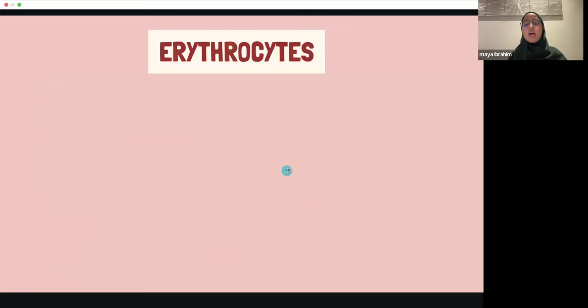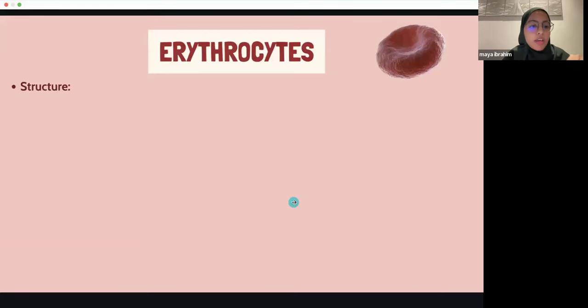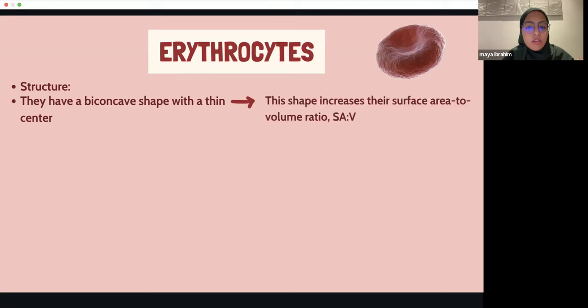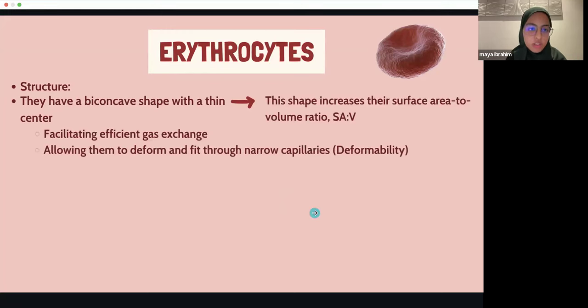Okay, so erythrocytes have a very distinct shape. They look like a ball with a dent in the middle. This is called a biconcave shape. And why is this important? Because this shape gives us a high surface area to volume ratio. Why do we need a high surface area to volume ratio? The red blood cell's main function is to transport oxygen, right? And to transport that oxygen very efficiently, we need to have a very efficient gas exchange. And this shape allows it to do this.